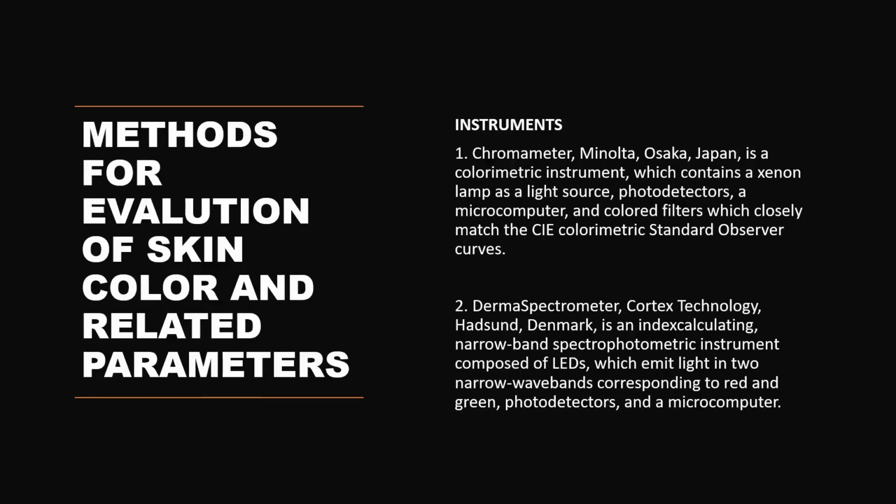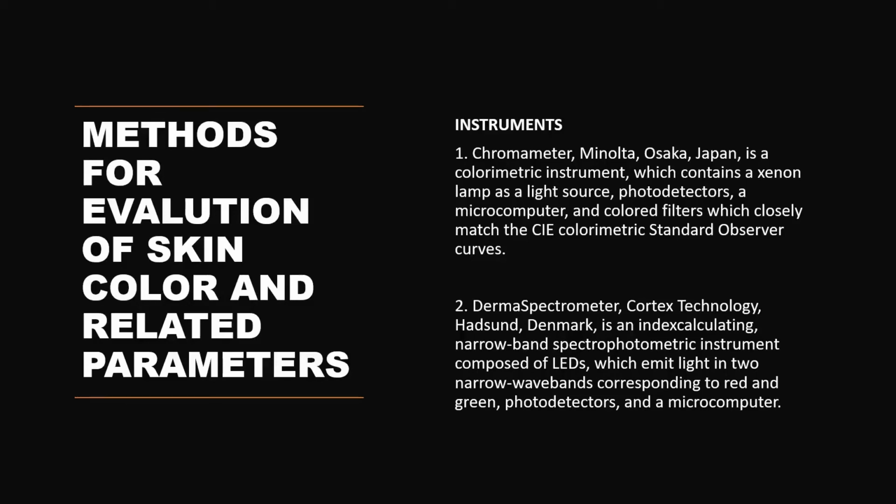So these are the equipments which come into the category of the reflectance spectrophotometer. First is the chromometer. It is a colorimetric instrument which contains a xenon lamp as a light source, photodetectors, a microcomputer, and colored filters which closely match the CIE colorimetric standard observer curves. So these are based on the colorimetric indices.